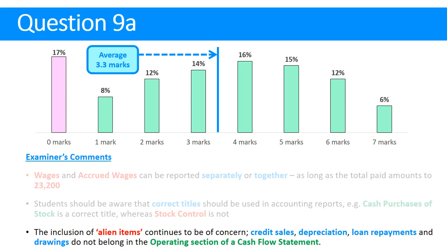And then we want to avoid including alien items, so things that have no place in a cash flow statement like credit sales, depreciation, loan repayments and so on. Alien items are really important because they will cost you a mark every time you present an alien item in your reports.